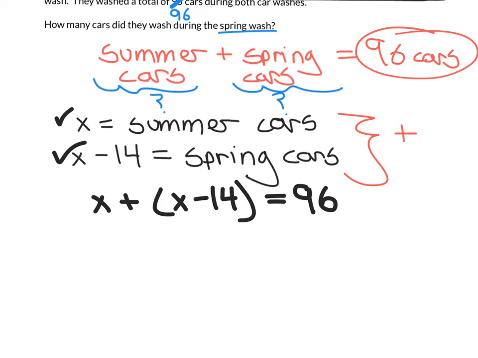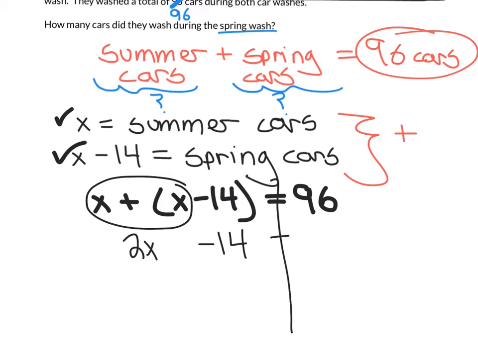Okay. Once I've got this, I'm going to draw my line through my equal sign and circle and add together my like terms. X plus X is 2X minus 14 gives me 96. Now at this point, I'm going to circle my variable because that's the last thing I can do and add 14 to each side.